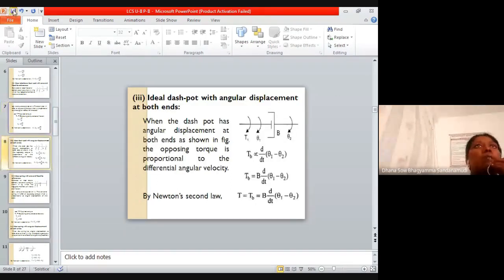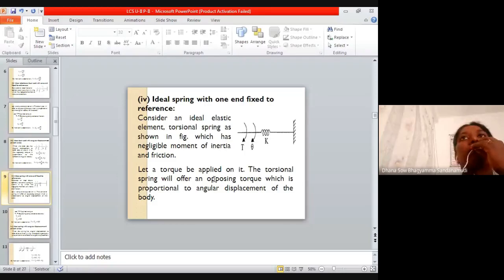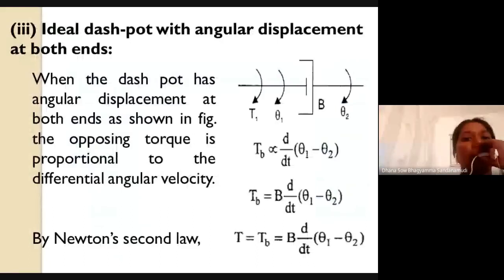Now let us consider an ideal frictional element with angular displacement at both ends. There is angular displacement at both ends of this frictional element. What is the applied torque here? In this figure I have written T1 and theta 1.